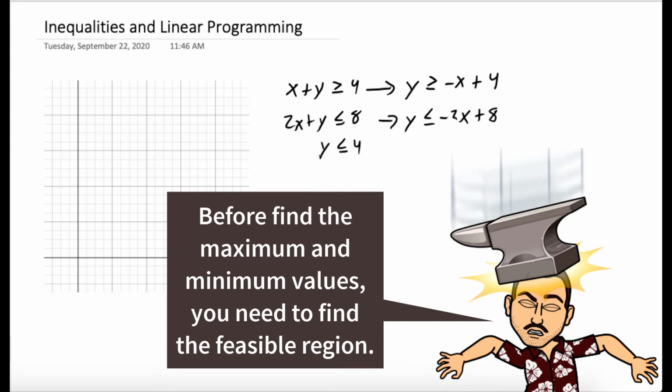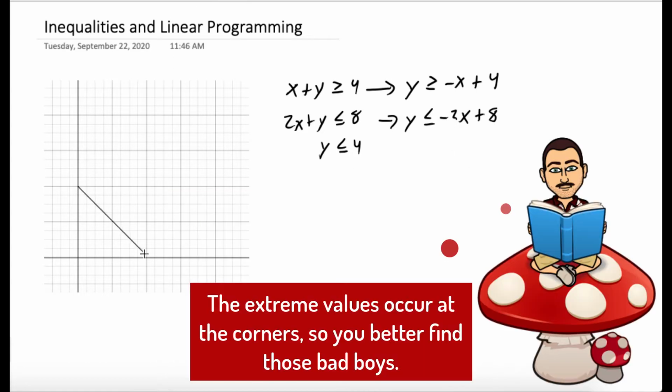So now let's sketch what these, we'll start with the lines, what the lines look like, and then we'll shade in the appropriate regions. Okay, so here are the 3 lines. This red line corresponds to y equals 4. The blue line is y equals negative 2x plus 8. And the black line is y equals negative x plus 4.